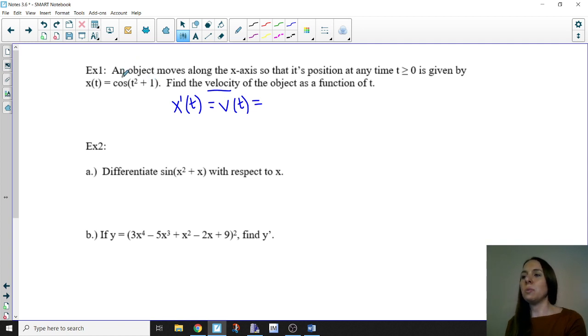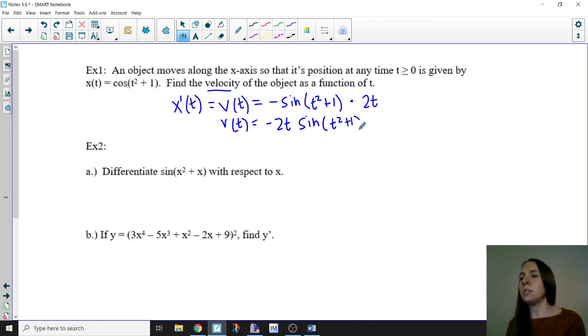The chain rule says we take the derivative of the outer function first. The derivative of cosine is negative sine. The derivative of cosine of t squared plus 1 is negative sine of t squared plus 1. We then multiply by the derivative of t squared plus 1, which is 2t. You might want to rearrange the factors here, and write this as negative 2t sine of t squared plus 1, just to make it look a little bit cleaner, but you don't have to.